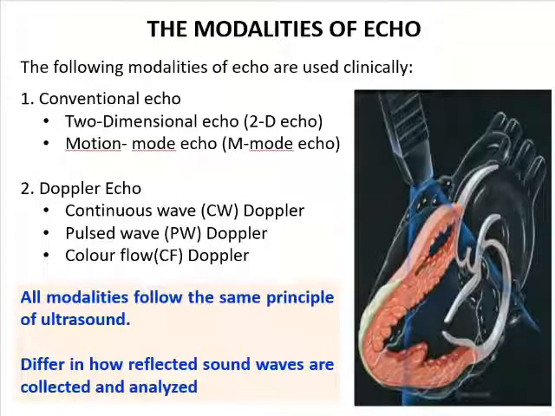The fourth and the most important type of echocardiogram is the modalities of echo, which is further classified into two classes. One is named conventional echo and the other one is Doppler echo. Regarding conventional echo, we have two subcategories: two-dimensional echo and motion mode echo. Doppler echo is further classified as continuous wave, pulsed wave and color flow Doppler. All modalities follow the same principle of ultrasound, but differ in how reflected sound waves are collected and analyzed.